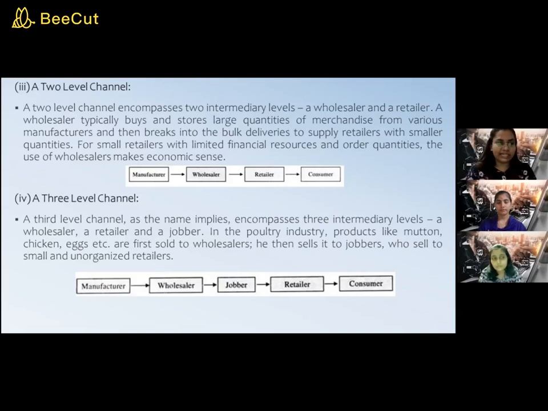A three-level channel. A three-level channel, as the name implies, encompasses three intermediary levels: a wholesaler, a jobber, and a retailer. In the poultry industry, products like mutton, chicken, eggs, etc. are first sold to wholesalers. He then sells to the jobbers, who sell to the small and unorganized retailers. Manufacturer to wholesaler, wholesaler to jobbers, jobbers to retailer, retailer to consumer.